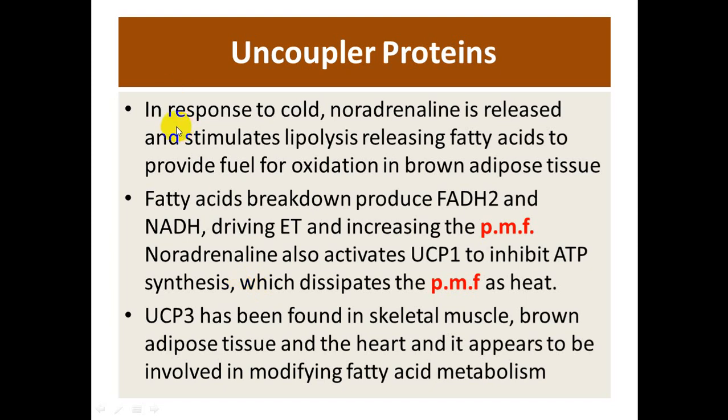The uncoupler proteins are responsible for response to cold. Noradrenaline, a hormone, is released and stimulates lipolysis, releasing fatty acids to provide fuel for oxidation in brown adipose tissue. Fatty acid breakdown produces FADH2 and NADH, driving electron transport and increasing the PMF.